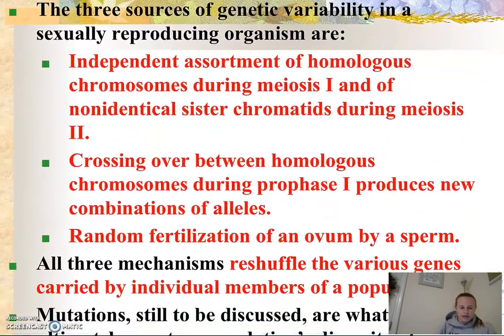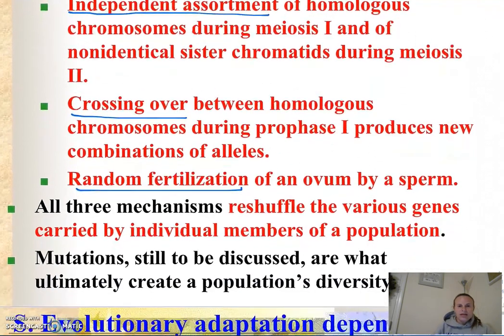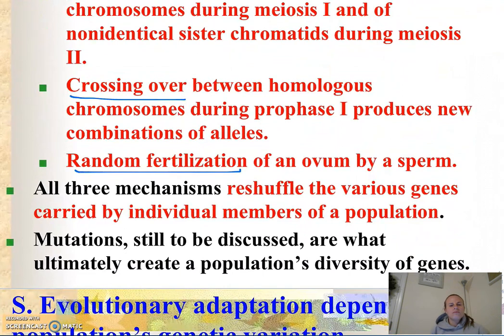So here's a summary of the three sources of genetic variability in a sexual reproducing organism. You've got independent assortment, crossing over, and random fertilization. Taken together, these three mechanisms reshuffle the genes that are carried by the individual members of a population. Due to this, we have variations.